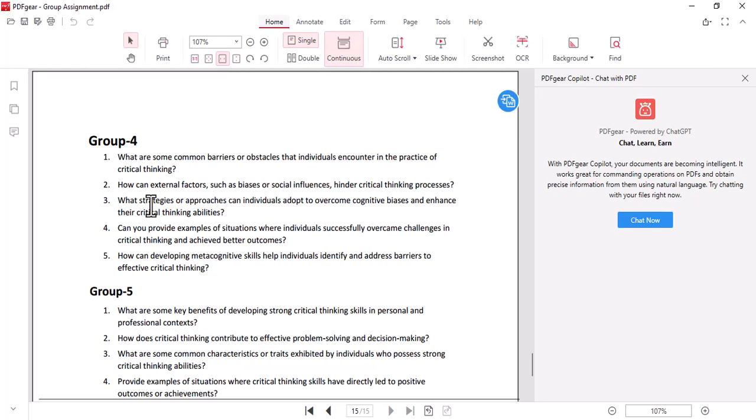Kalkidan, tell me what you understand from your paper. I explored some barriers or obstacles to the practice of critical thinking, and strategies or techniques that overcome these barriers, and the role of open-mindedness and self-awareness in the practice of critical thinking. How can external factors such as bias or social influence hinder critical thinking?